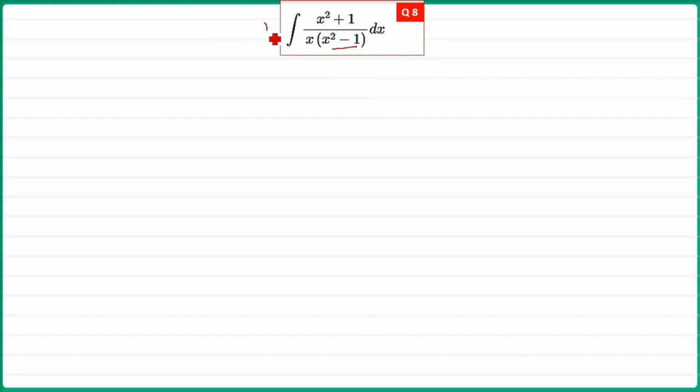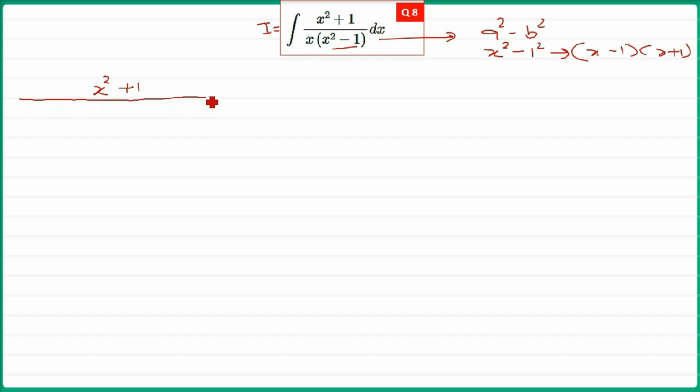Now this x² − 1 in this integral can be written as x minus 1 into x plus 1, because a² − b² is (a − b) into (a + b). Here a is x and b is 1. So first we will use partial fractions, or try to transform it into the form of partial fractions. So this x² − 1 I have written as (x − 1)(x + 1).